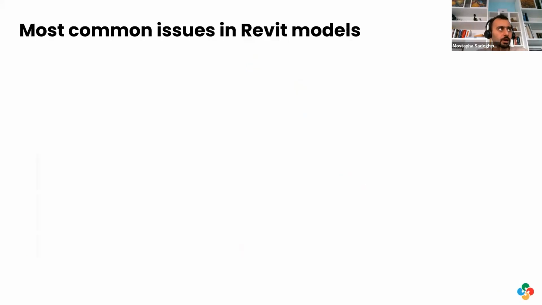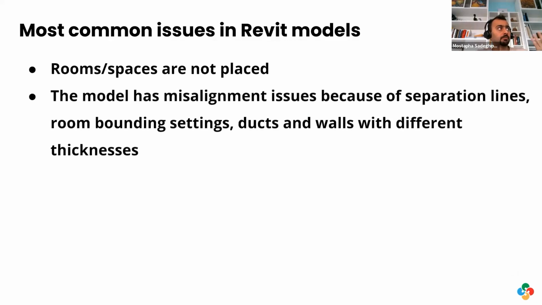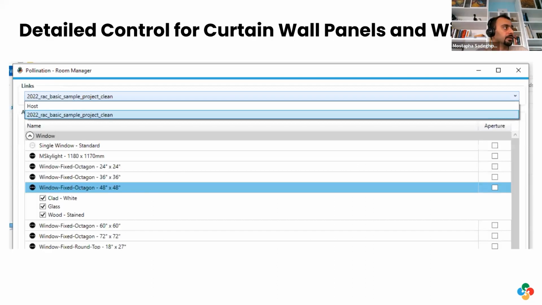You still need to clean up the model in most cases. Rooms and spaces not being placed is one of the most common errors. For misalignment issues, you can use alignment lines. Then sometimes you have complex curtain walls and windows. I think we are in a very good place right now with that. But still, if you find a model that has some curtain wall or window that is an issue, share it with us and we're committed to fix it. We're not in a place to say, oh, that one we are not going to support. We really want your models to be translatable if they are valid inside Revit.